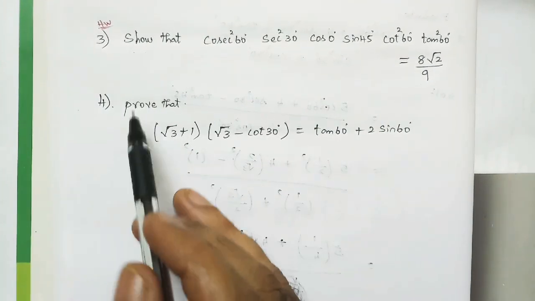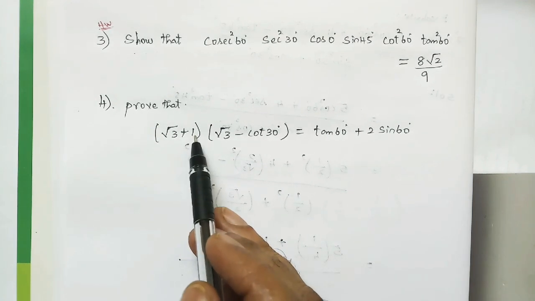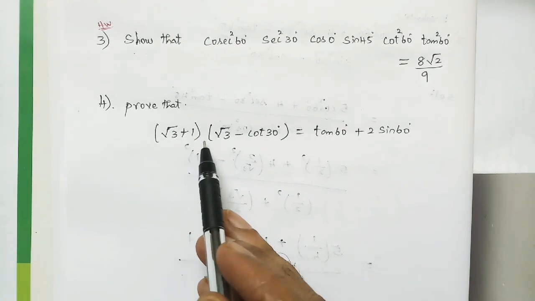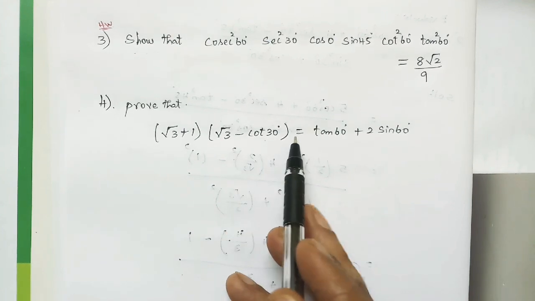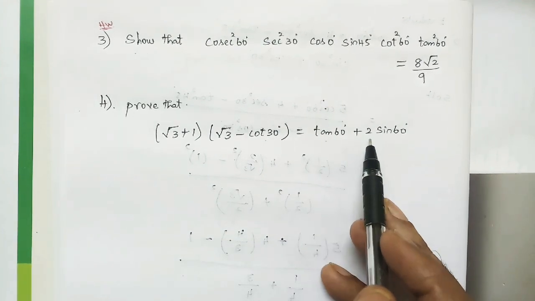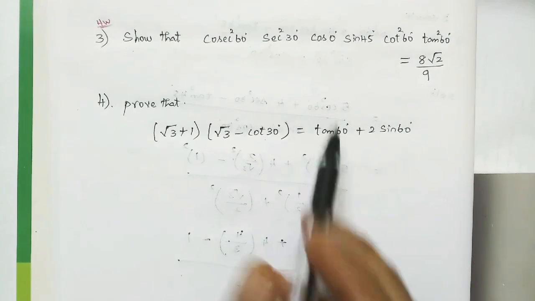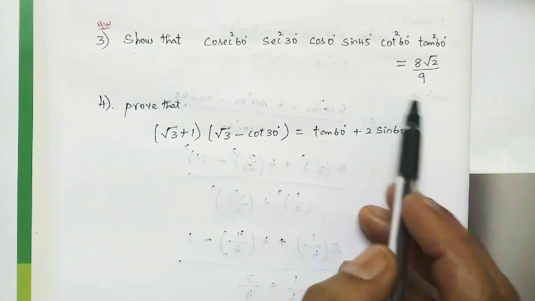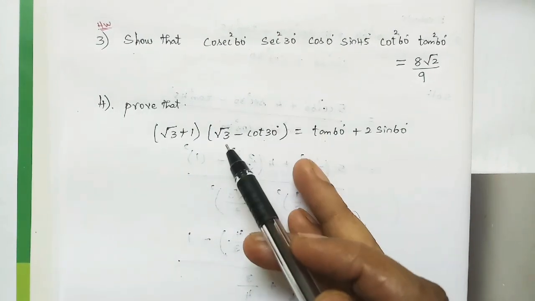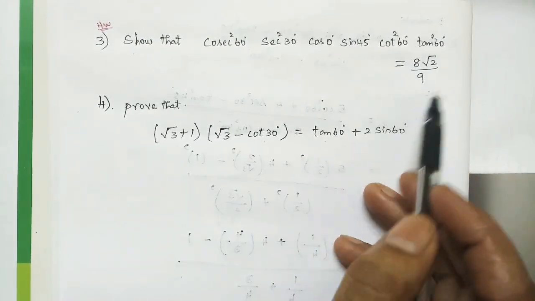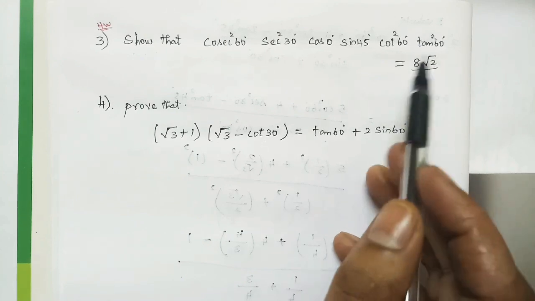Sum number 4: prove that (root 3 plus 1)(root 3 minus cot 30 degree) is equal to tan 60 degree plus 2 sin 60 degree. In the third sum, the RHS value was directly given, so we just simplified the LHS and brought it to the RHS. That's all, the sum is over.